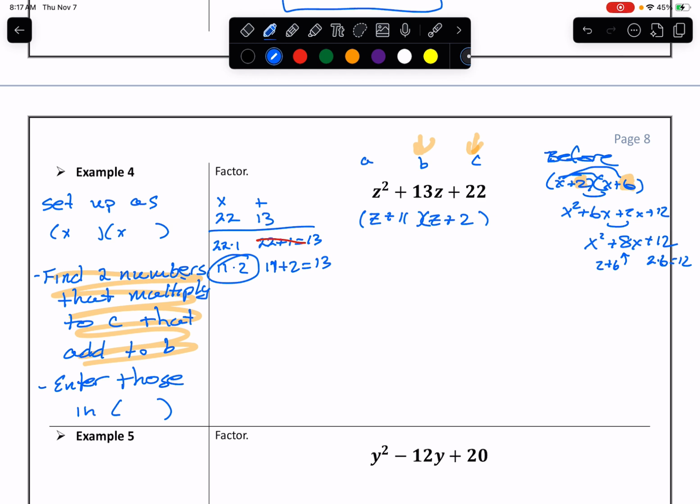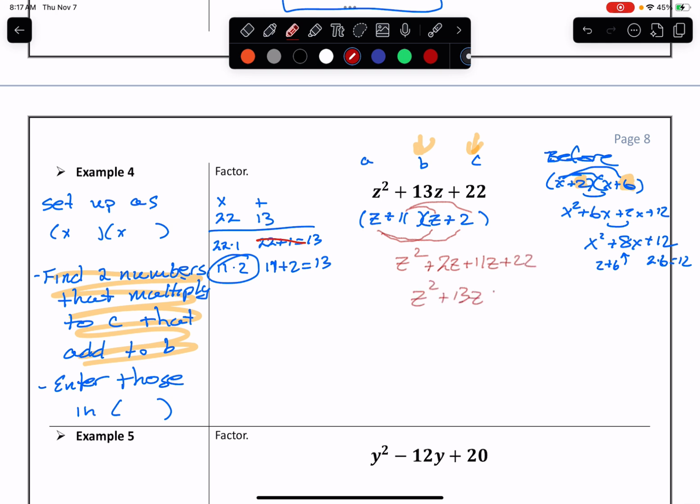Now for this first example, I'm just going to check my work. I'm going to say z times z, z squared. Z times 2 is 2z. Then I go to the 11. 11 times z is 11z. And 11 times 2 is 22. So it's z squared plus 13z plus 22. So my answer works. In this case, the answer is z plus 11, z plus 2.